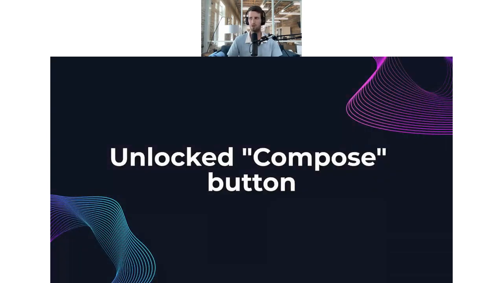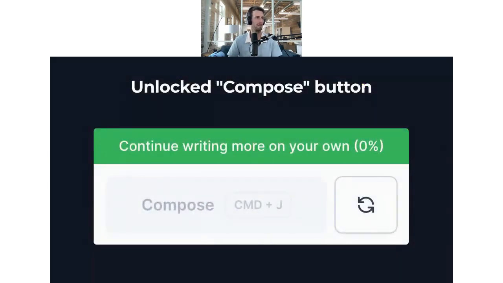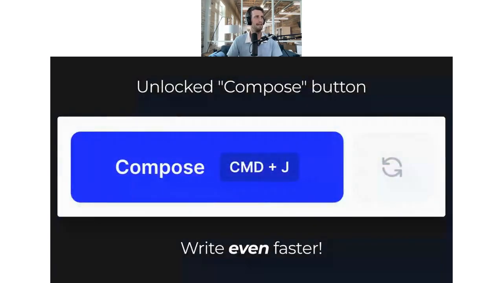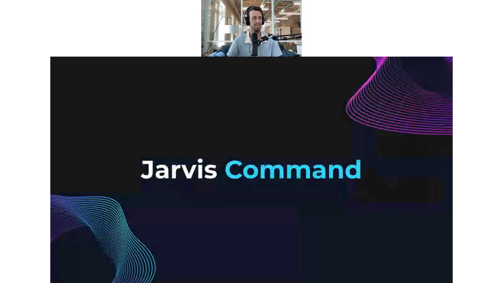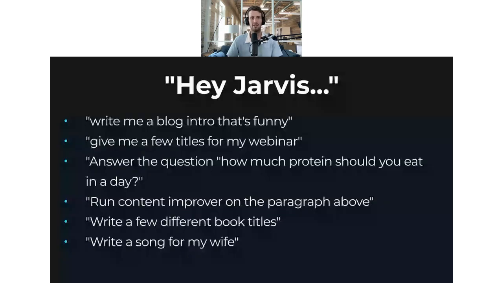Let's roll. Unlock compose button. Pretty self-explanatory. You don't have to see this pesky green bar anymore. It will be unlocked. And actually, I guess we have a super cool purple gradient now. So this is the old one, but you'll be able to write even faster there. And then the big one is Jarvis Compose. And so we're going to talk about this.